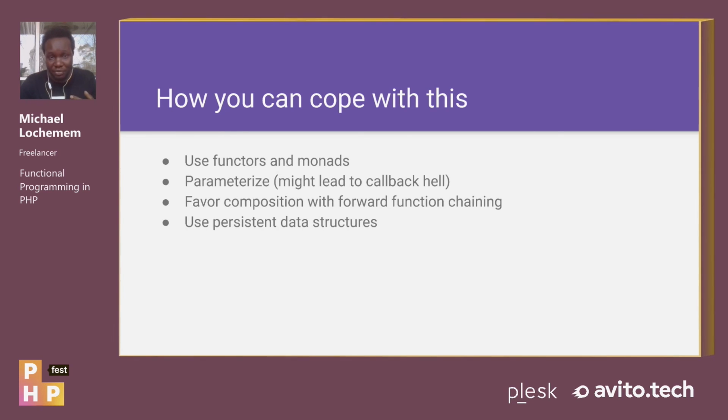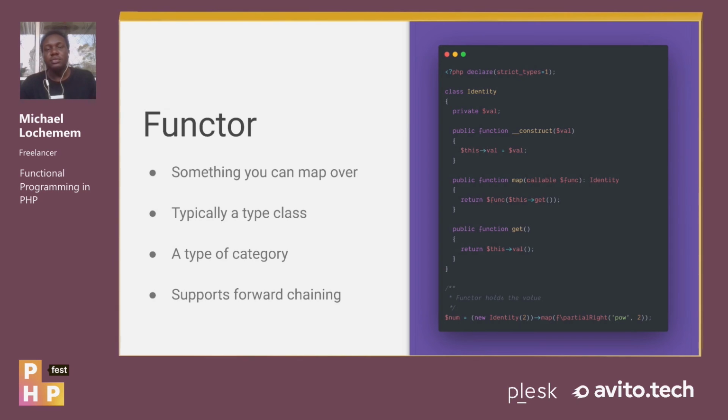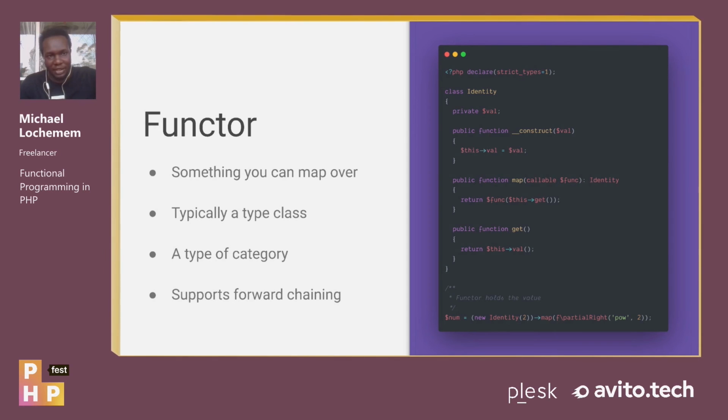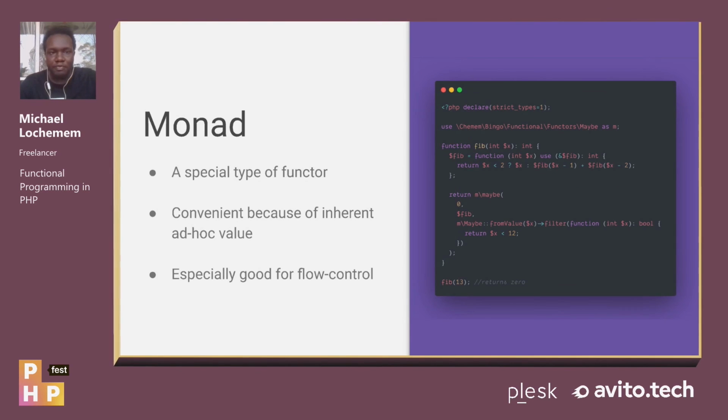So how do you cope with this? You use functors and monads you can parameterize, though you might have to deal with callback hell. You can use composition with forward function chaining. Again, going back to the use of functors and monads, and you can use persistent data structures, right? So a functor. Again, we're probably entering complicated FP speak, but a functor is simply something you can map over, right? So it's typically a type class, which is a type of category, a type of algebra, a composite data type like any regular class, and it supports forward function chaining because of the map operation. You can transform the internal state with each map operation.